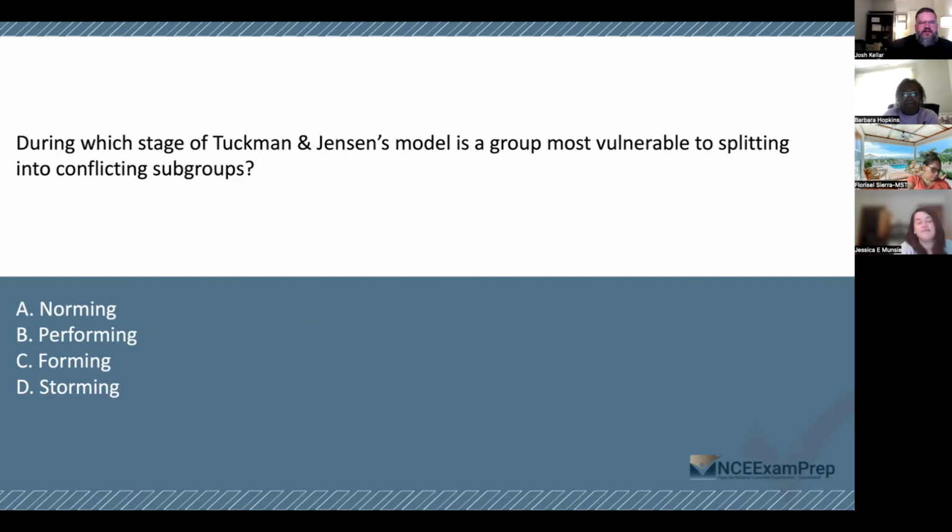During which stage of Tuckman and Jensen's model is a group most vulnerable to splitting into conflicting subgroups? Norming, performing, forming, or storming? Okay. Wow, you guys are doing great. The storming stage, right? Something's storming. That's what I think about. Like a storm is storming, right? Conflicting subgroups is like trouble's brewing. That's kind of what comes to my mind.